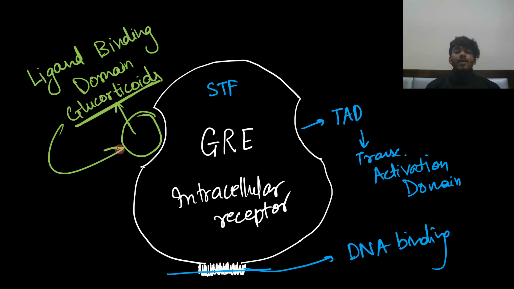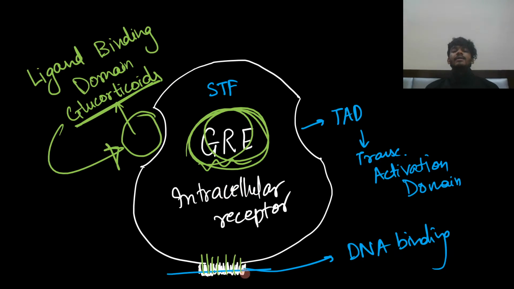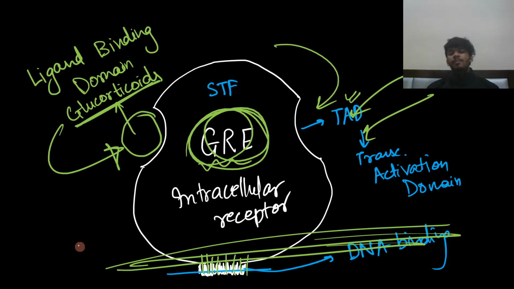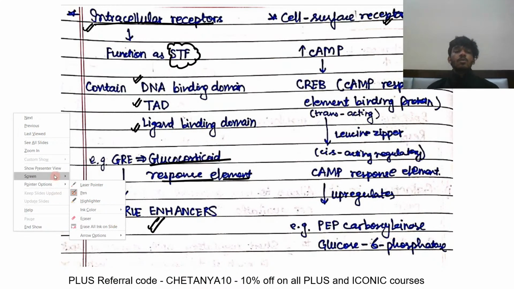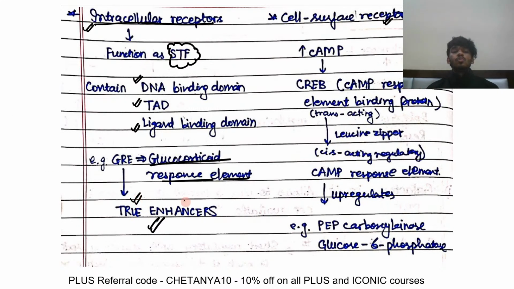Whenever a glucocorticoid binds here, the glucocorticoid response element is activated and bound to the DNA, and it activates the transcription activating domain. It attracts other transcription factors, and that causes synthesis of the genes present here. So it acts as a true enhancer. Now you understand how an intracellular receptor, generally present for lipid soluble hormones like cortisol, works as a true enhancer and as a hormone response element.